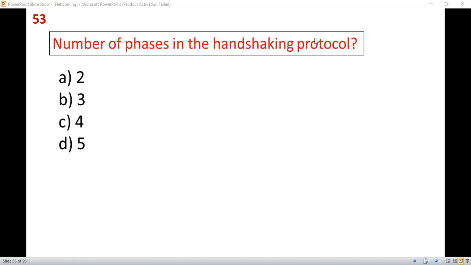Some of the students are writing the correct answer. If we are talking about the phases in a handshaking protocol, it will be four phases. In the first phase, we need to establish the connection. In the second phase, the server will authenticate: the server sends its certificate and the key will be exchanged. In the third phase, the client will authenticate, and after that the handshaking protocol performs authentication.